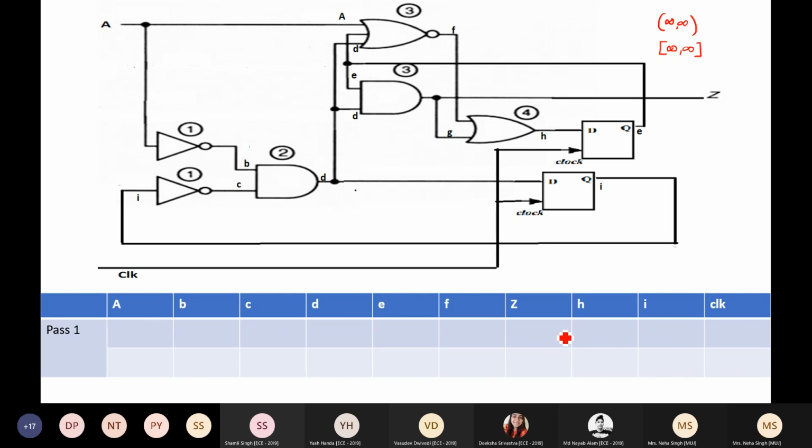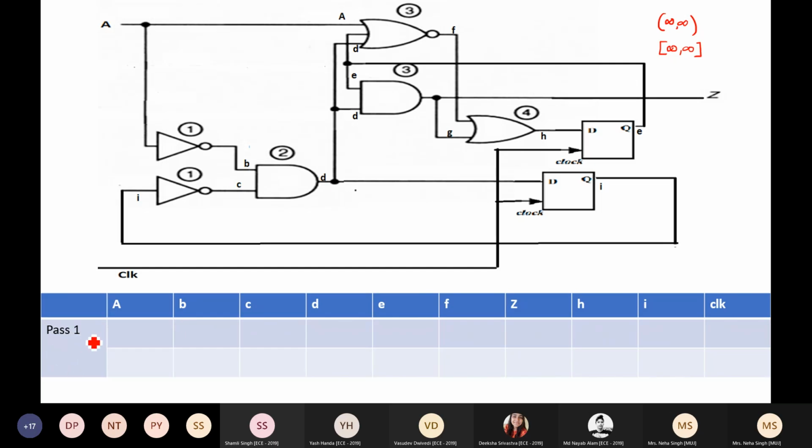Your book does not show it as a table. उसमें पूरा theory लिखा है. It would be easy to understand through the table. So we'll use this table. Now, we initialized all these signals with the initial controllability and observability as infinity, चाहे sequential हो, चाहे combinational. Fine. Now we move with the first pass.